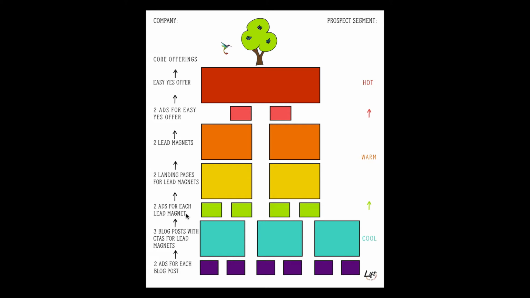Then you want to make a couple ads for each lead magnet. Okay, so at this point, you've got 2 lead magnets, so you're going to need 2 ads for each lead magnet, and you're going to need 4 ads total. Again, these can be social media posts. And then down here, you want to make a couple blog posts with calls to action for the lead magnets.